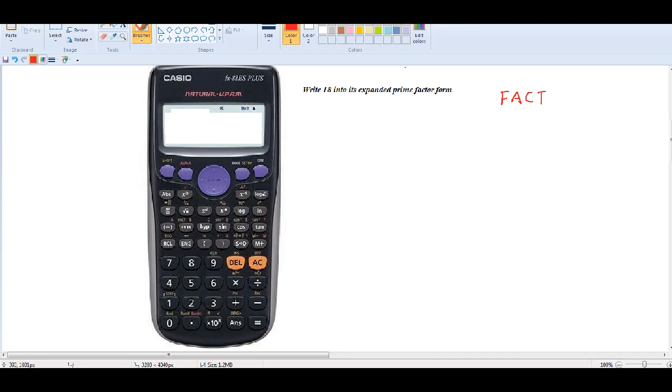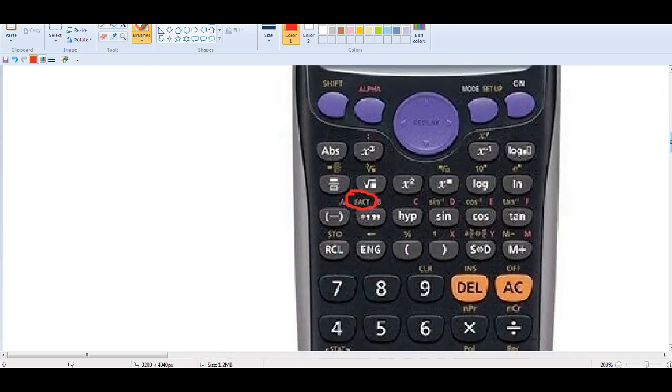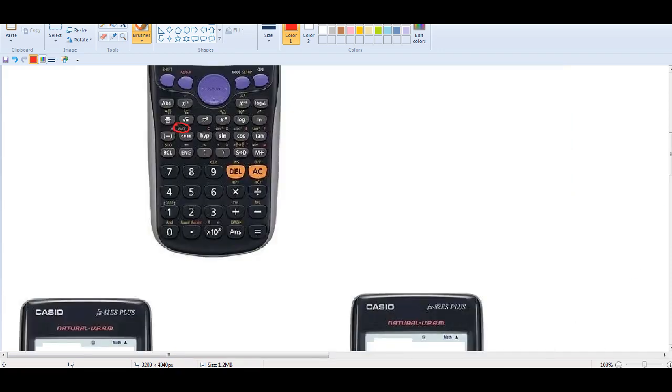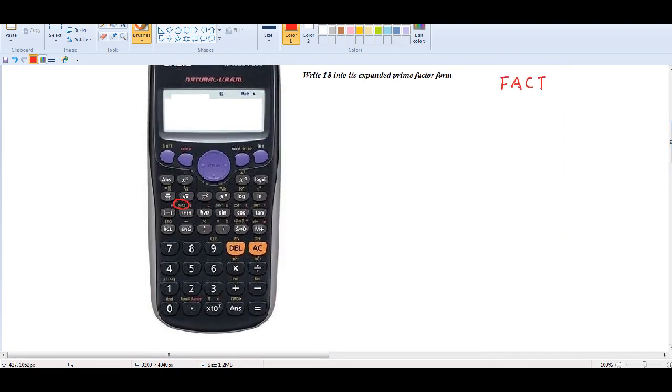Could you find FACT on this calculator if you are using this one? It should be here. Sorry, it's quite blurred. I'll try to magnify it a little bit. It's about here, on top of that circle and 3 commas. Sorry, the photo is not the clearest. Because it is above that button, you need to press shift first.